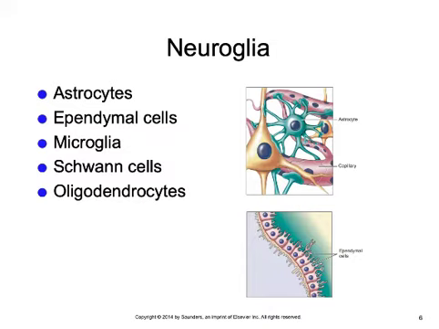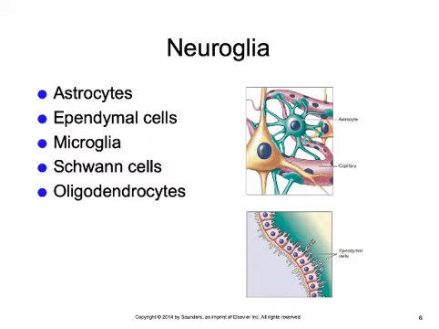In the peripheral nervous system, the Schwann cells and the satellite cells are responsible for protecting the neurons. The satellite cells are around the cell bodies of the neurons in the peripheral nervous system, and they protect and nourish them. Okay, and the Schwann cells create the myelin sheath in the peripheral nervous system, which serves the same function as the oligodendrocyte myelin sheath in the central nervous system.